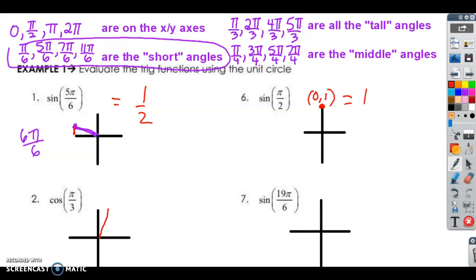All right, I'm just going to continue where I left off in the other one. So if we're trying to find cosine of pi over 3, that's a tall angle. I just drew it right here.